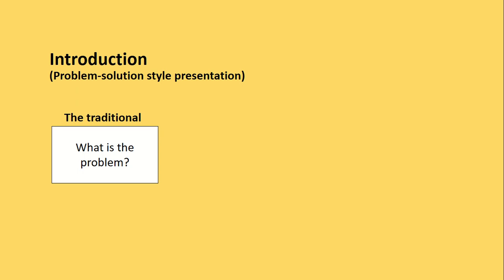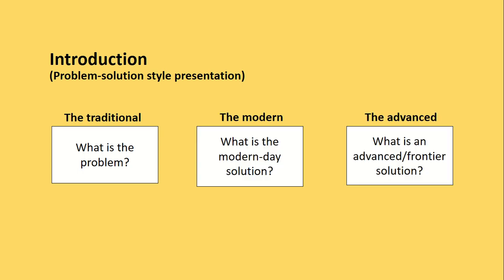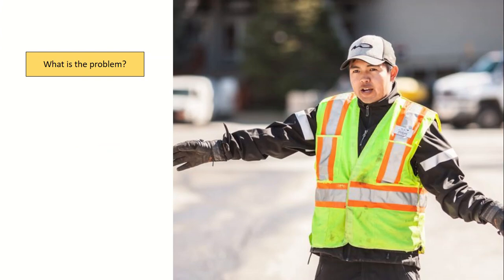Introduction. It's going to be composed of three parts. First is a paragraph or several paragraphs sharing what is the problem, and then the next paragraph showing what would be a modern day solution or an advanced solution to the said problems. The sample proposal is about the smart parking system, which is a response to the problems encountered in traditional parking solution.